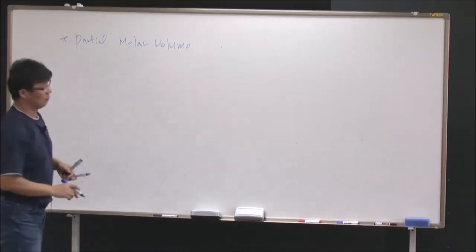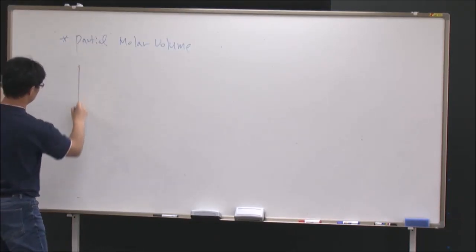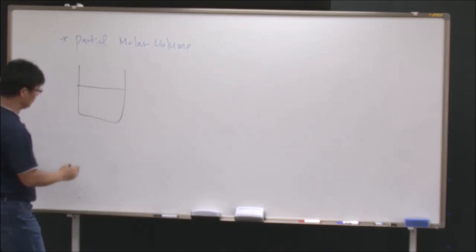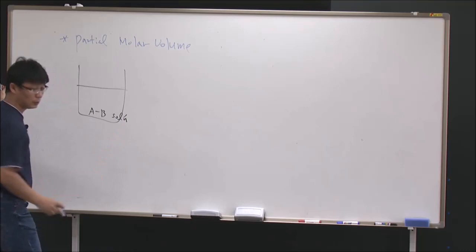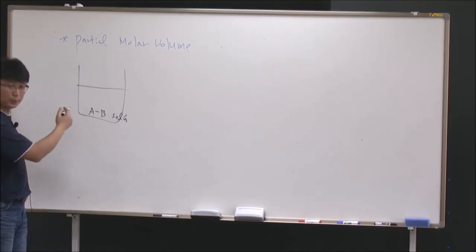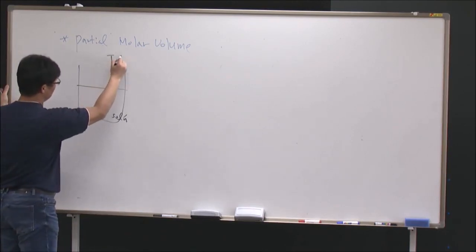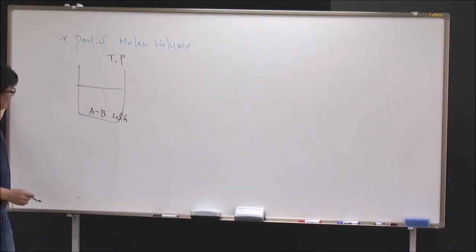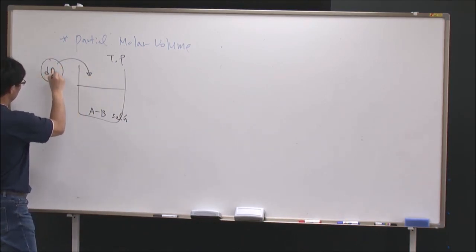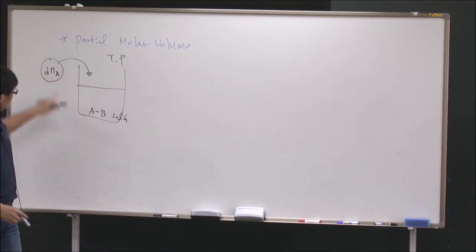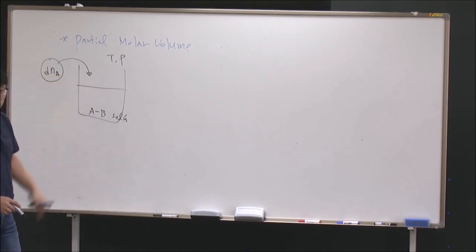As an example, this is how we define the partial molar volume. I have this kind of solution here. So this is an AB solution. It could be pure A, pure B, or any composition of AB at the given temperature and pressure. Now I'm adding a certain amount of a new species. I'm adding A species, but a very small fraction of A, into this solution.